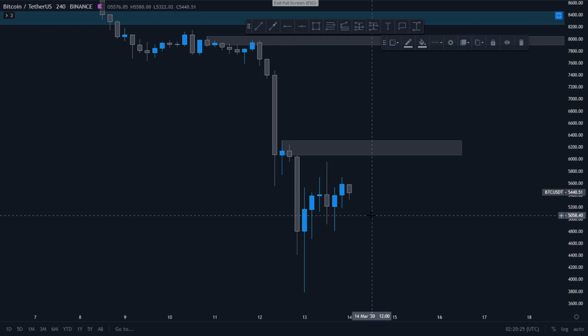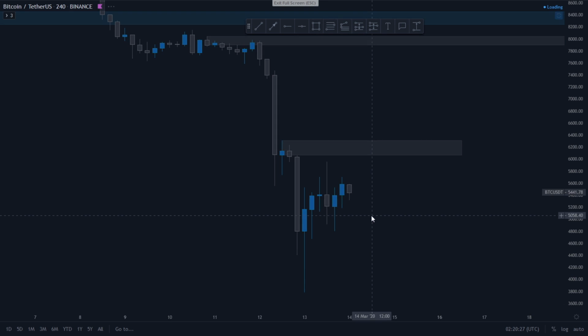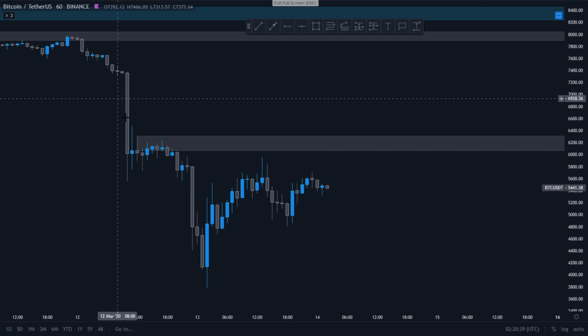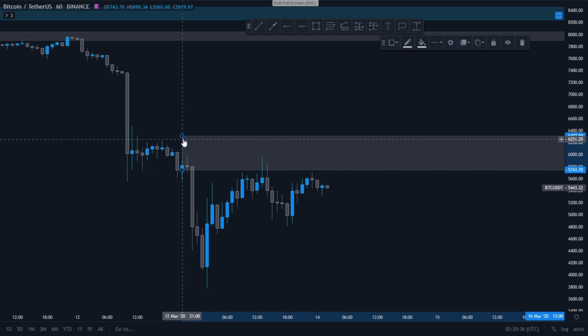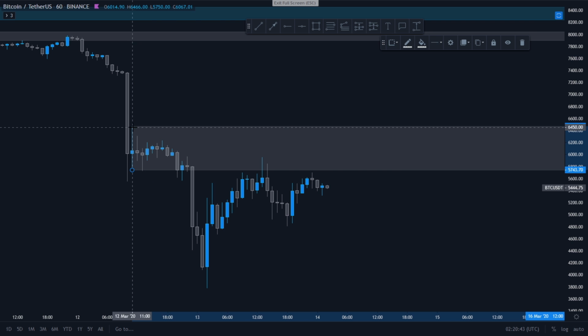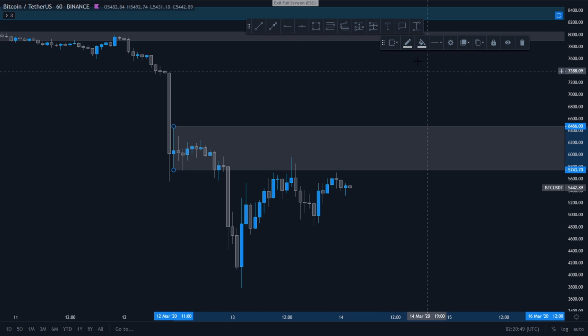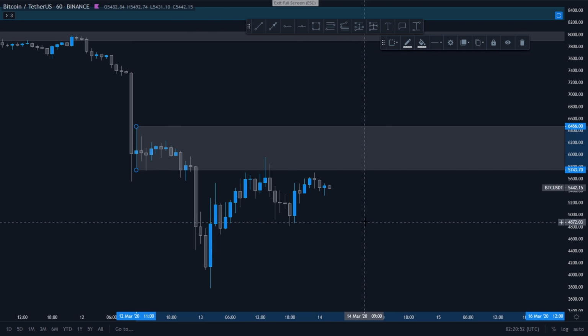Supply zone here. Let's look at the 1 hour time frame. You see drop, base, and the lower low, so you take the lowest, the last up candle, right? Drop, base, drop, and what happens is price comes back there. Yeah, this is where we are at right now.